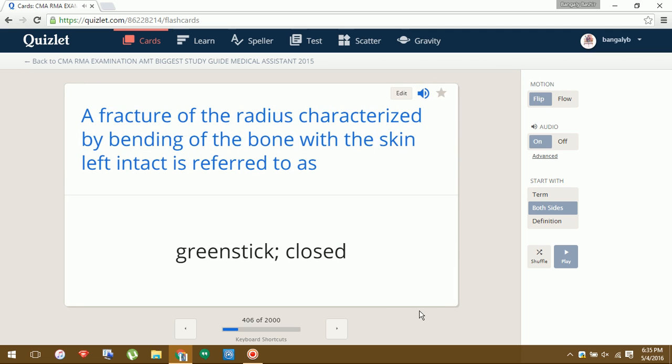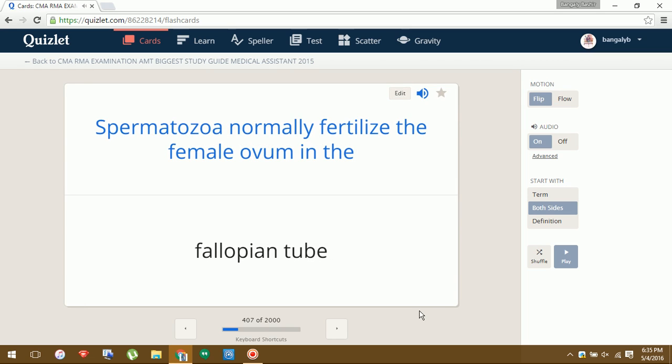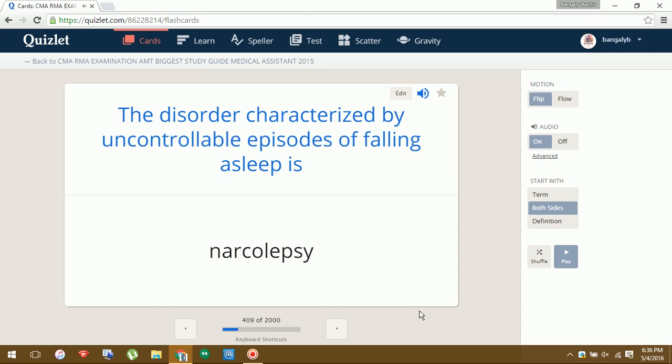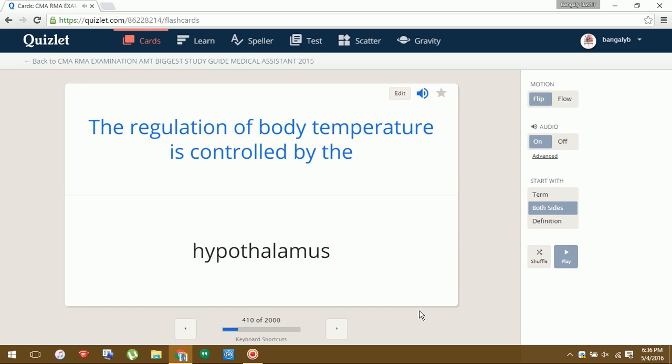A fracture of the radius characterized by bending of the bone with the skin left intact is referred to as greenstick closed. Spermatozoa normally fertilize the female ovum in the fallopian tube. The glomerulus is a cluster of blood capillaries found in the nephron. The disorder characterized by uncontrollable episodes of falling asleep is narcolepsy. The regulation of body temperature is controlled by the hypothalamus.